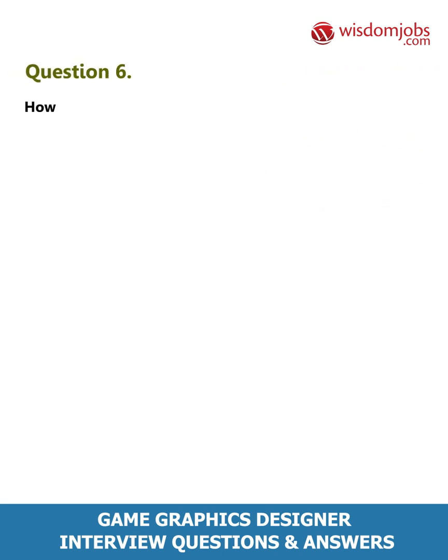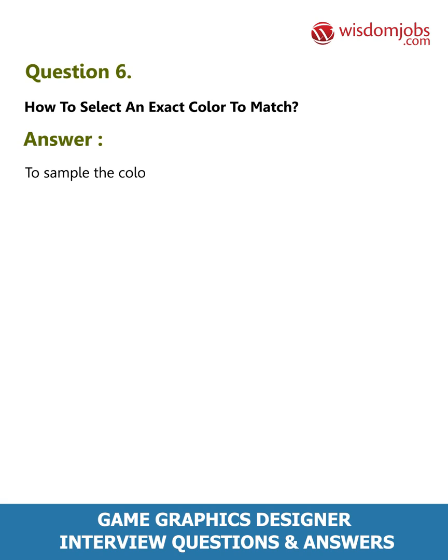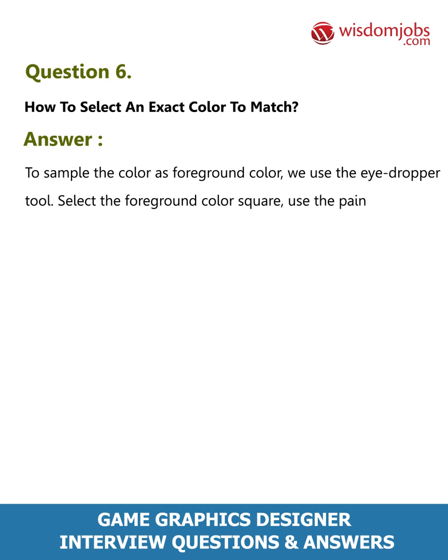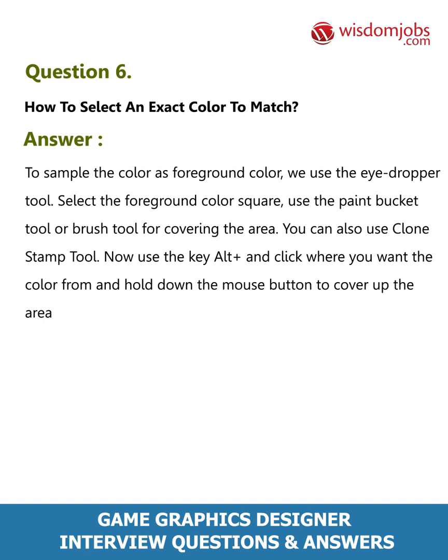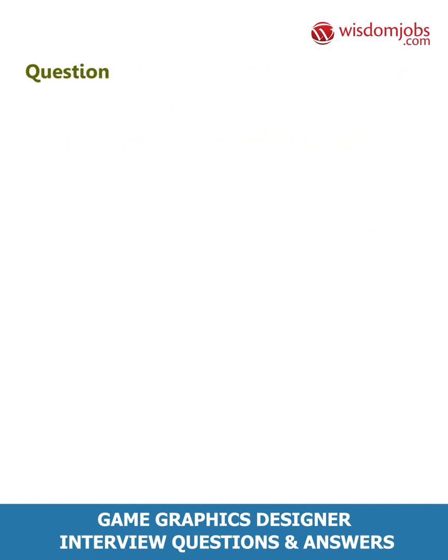Question 6. How to select an exact color to match? Answer. To sample the color as foreground color, we use the eyedropper tool. Select the foreground color square. Use the paint bucket tool or brush tool for covering the area. You can also use clone stamp tool. Now use the key Alt and click where you want the color from and hold down the mouse button to cover up the area.